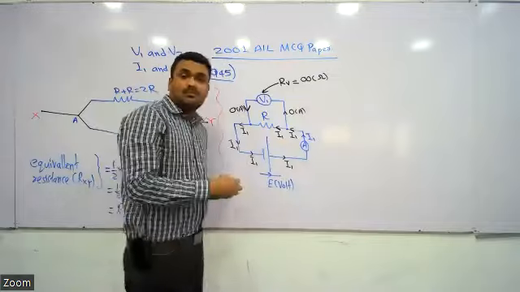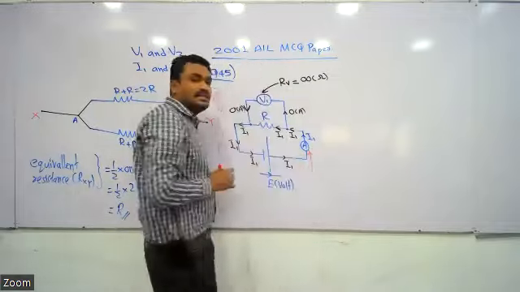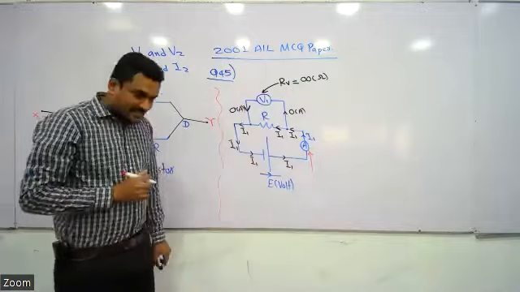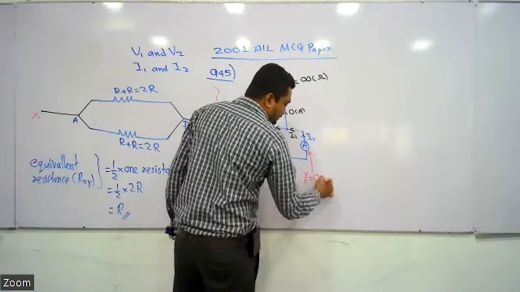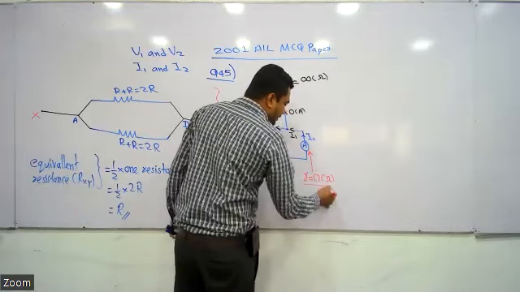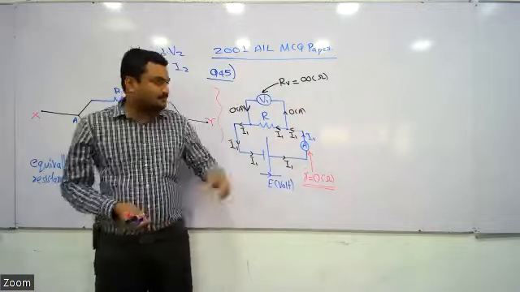What is the other thing? Wait, one more thing. I forgot one more thing. It is saying ammeter is ideal. What does it mean here? Internal resistance of the ammeter is 0. Ammeter is ideal means internal resistance of the ammeter is 0. Okay? Complete.